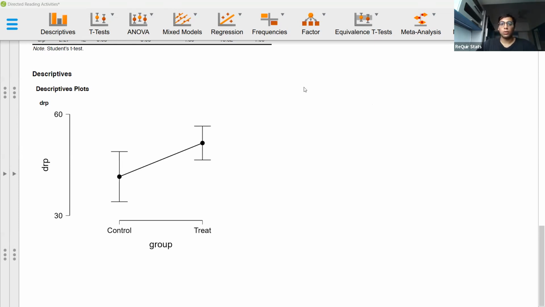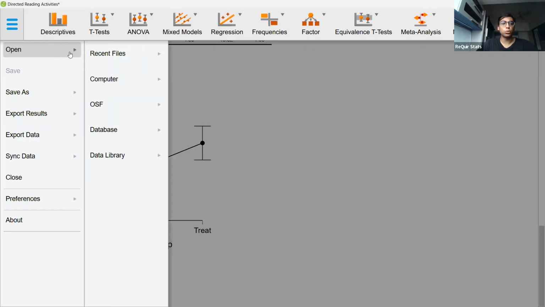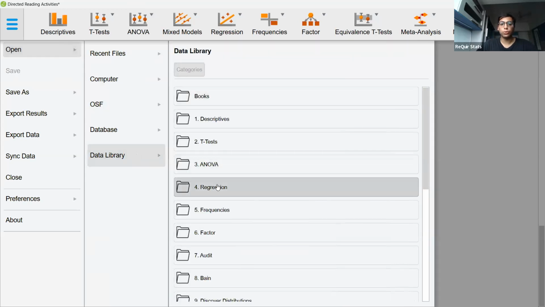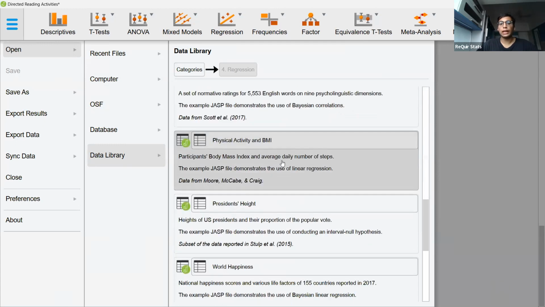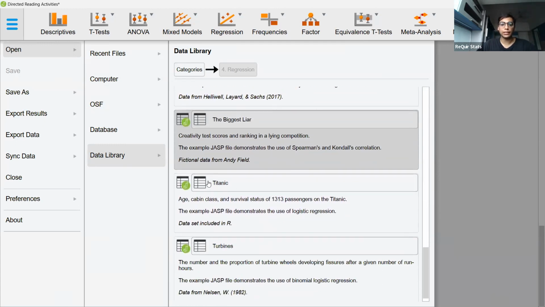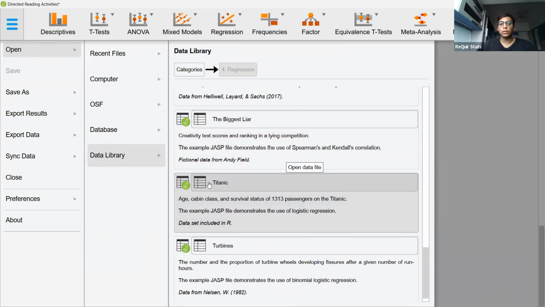Okay. Now, let me show you which data set you need to open. So go to data library, go to regression, and I want you to open the Titanic data set. Just open the Titanic data set. I think Pratik is familiar with this data set from the chi-square test. Vidhi, I don't think she was present, but you can open this data set.